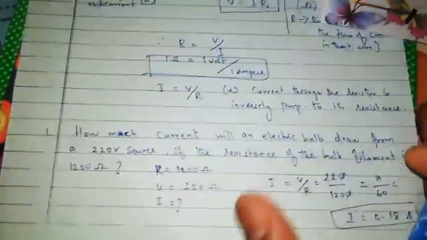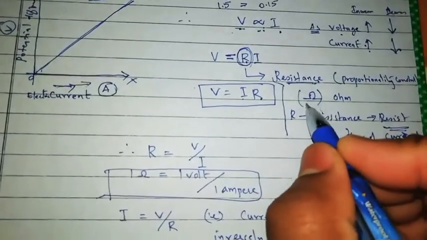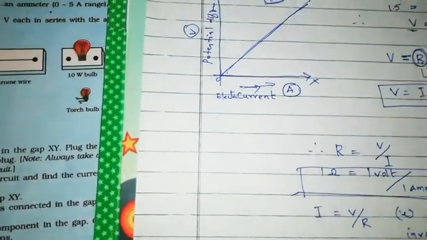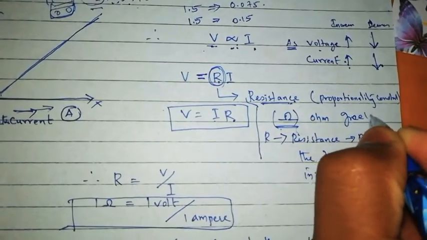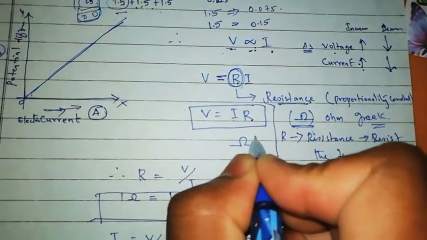So this resistance is going to be written with a symbol called ohm. Okay, ohm, and ohm is a Greek letter. Ohm is a Greek letter, and it is written like this, ohm, right?